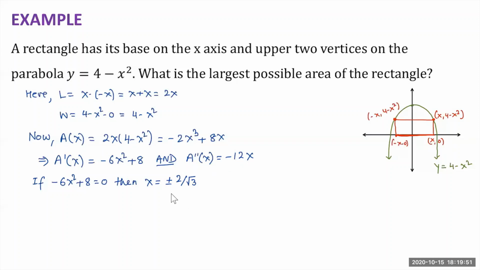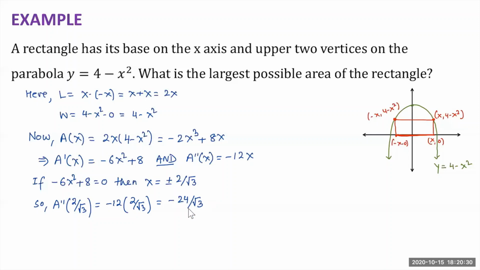So what we are going to do is plug in these values to the second derivative. We are only looking for the largest possible area, that is, the maximum area. So the second derivative at, let's plug in the positive value, 2 over square root of 3. The second derivative is negative 12 times x, and x is 2 over square root of 3. If we simplify this, it is equal to negative 24 over square root of 3. So we get the second derivative as negative.